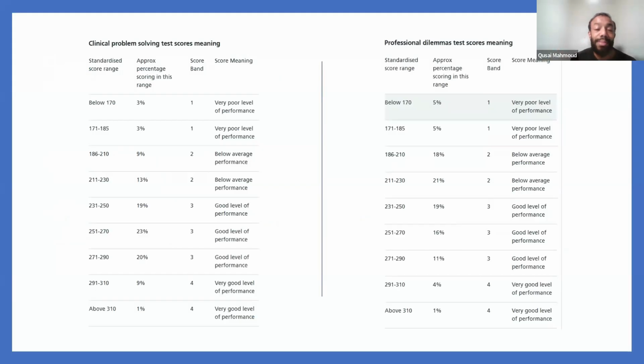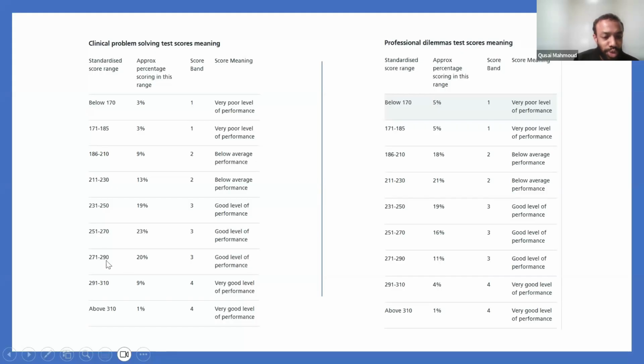So they are publishing the bands of the two papers. In the clinical part, you can tell here, for example, 19% are scoring from 230 to 250, the average. It is the same here because, as we agreed, the average would be the same in SJT. But look at this here. The people that are scoring just above the average are 23% in the clinical part, but just 16% in the SJT. That means the SJT is more difficult for the people.